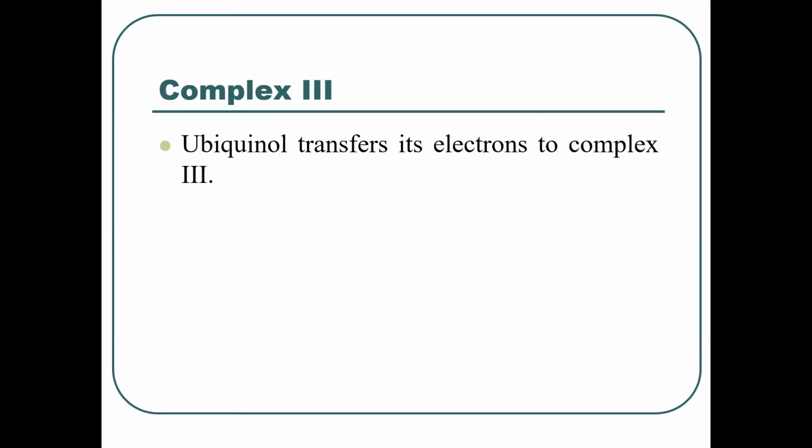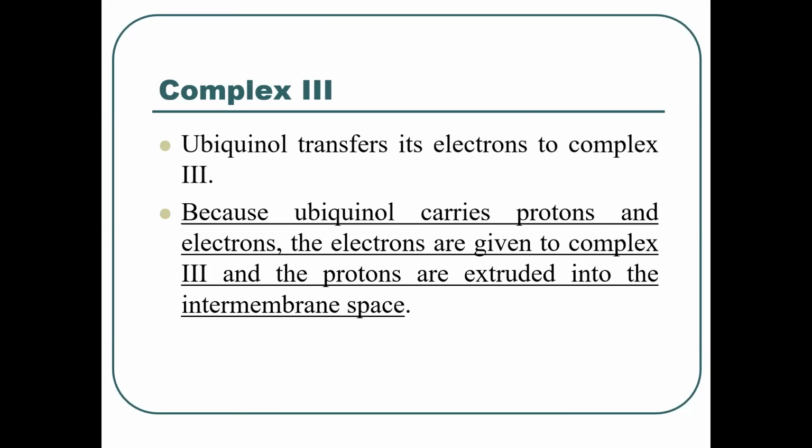Ubiquinol will transfer its electrons to complex 3. This is a so-called cytochrome bc1 complex, or the ubiquinone cytochrome c oxidoreductase. Now, because ubiquinol carries protons and electrons, and complex 3 doesn't, those electrons will just be carried and the protons get extruded into the intermembrane space of the mitochondria.